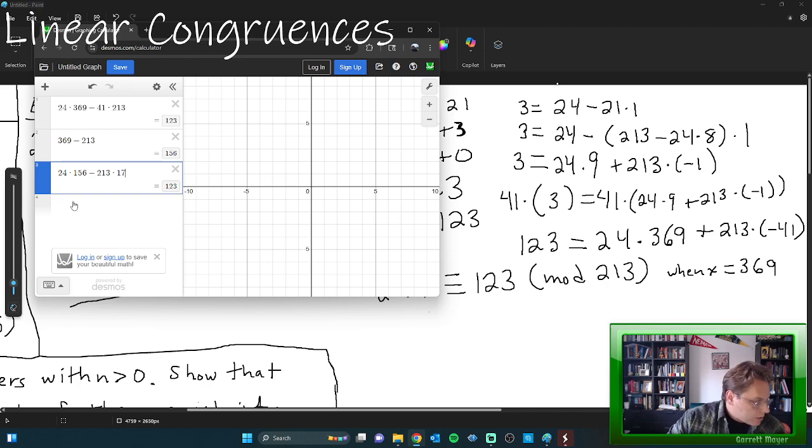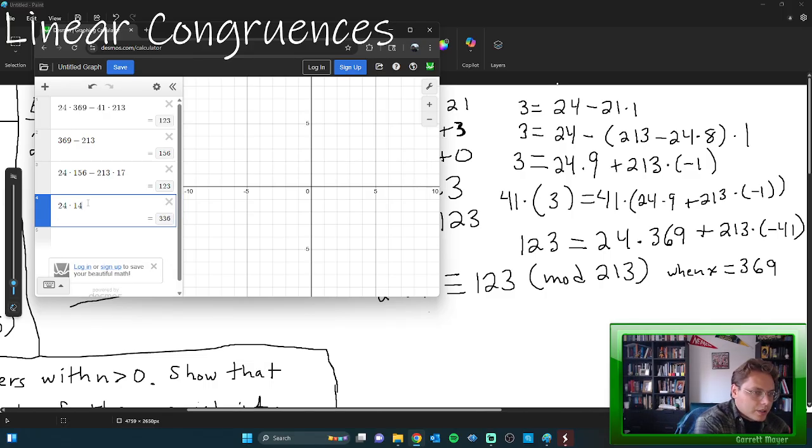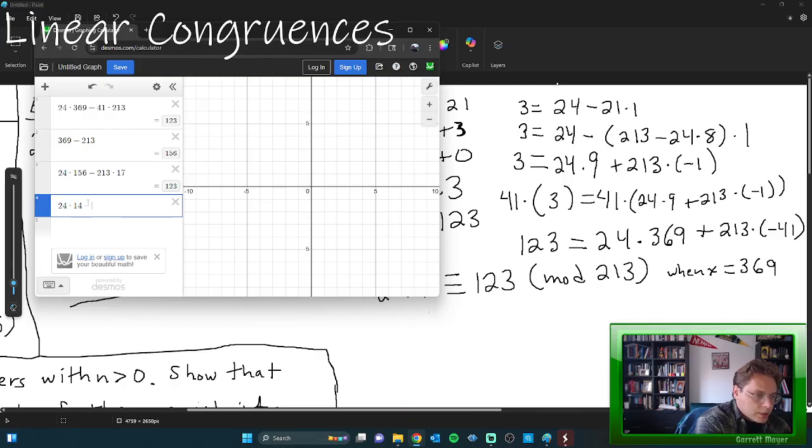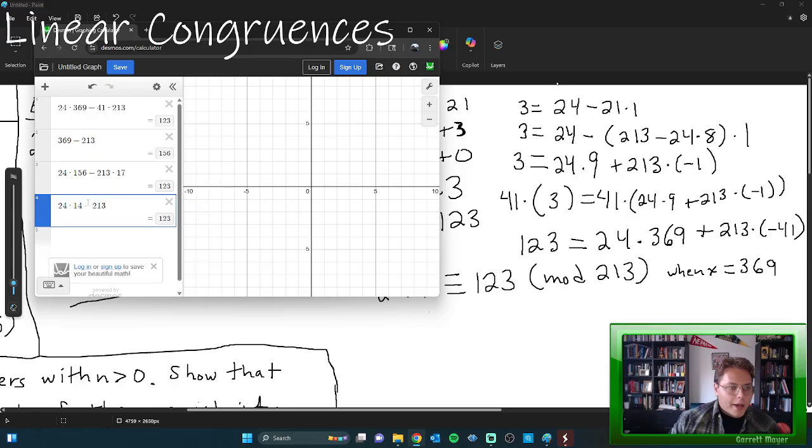But interestingly enough, another solution to this would be 14, which isn't even congruent to the thing from before. So that gives us 336. We subtract 213, and we're back at 123. So we have all of these other solutions, and the 14 one especially stands out because it's not even congruent to 369 mod 213.